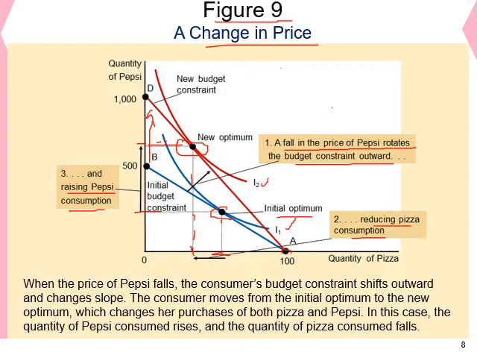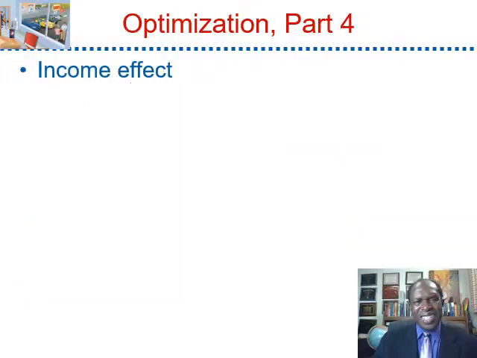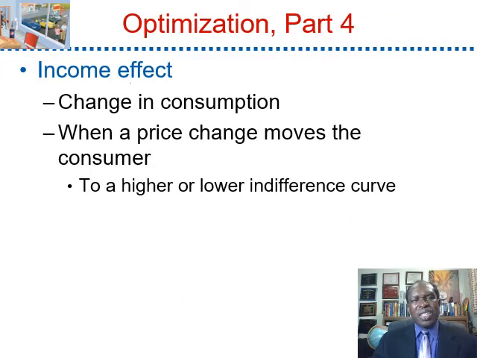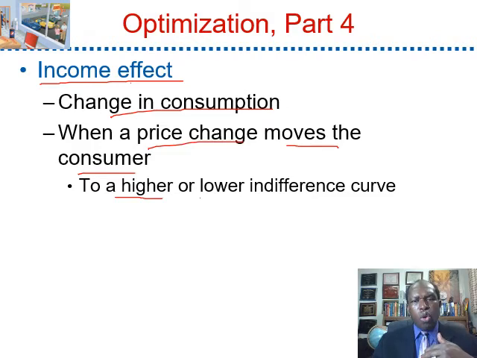So in this case, the quantity of Pepsi consumed rises and the quantity of pizza falls. The income effect is the change in consumption when the price moves the consumer to a higher or lower indifference curve. So the consumer would feel richer when the price drops and buy more of that good if it's a normal good.